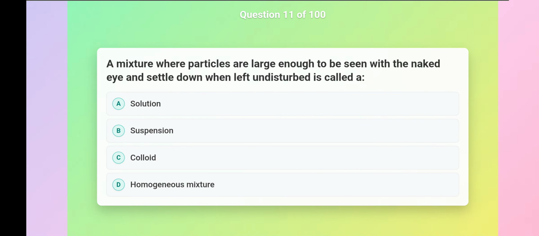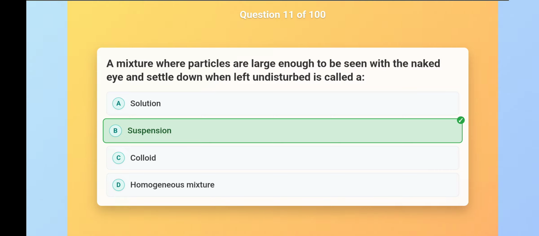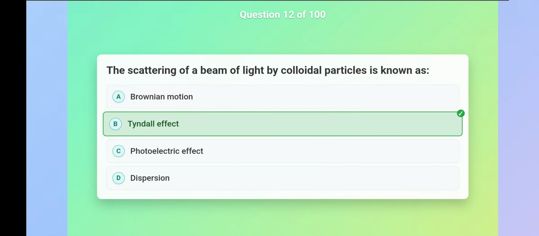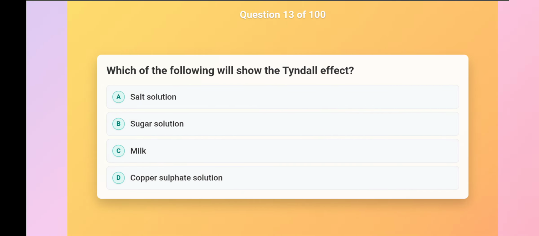A mixture where particles are large enough to be seen with the naked eye and settle down when left undisturbed is called a suspension. The scattering of a beam of light by colloidal particles is known as the Tyndall effect. Which of the following will show the Tyndall effect? Milk.